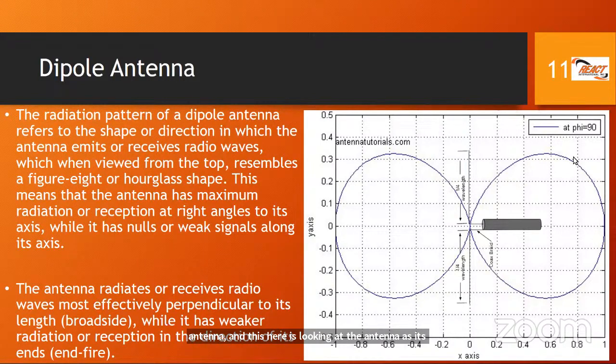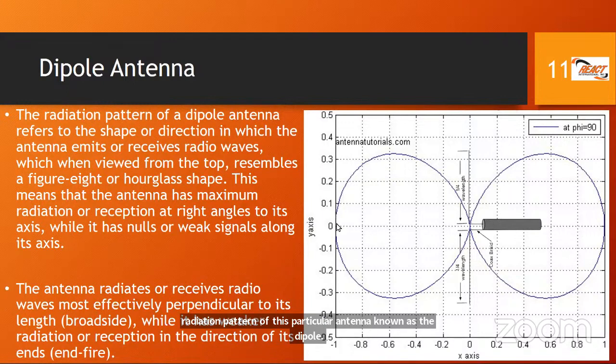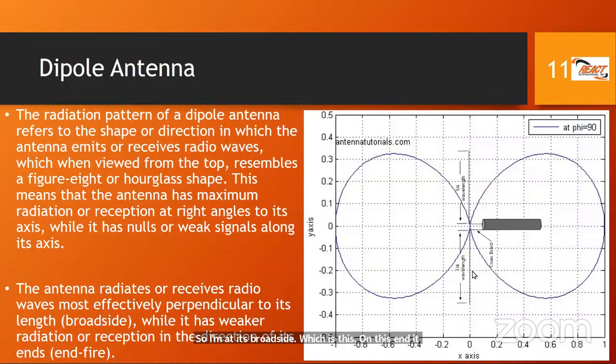So when we look at it this way, this is the pattern of the transmission, or the shape of the wave that is coming out of the antenna itself. Again, it's like a figure 8, or some people call it an hourglass shape, and this represents the maximum radiation pattern of this particular antenna, known as the dipole. At its broadside, it has maximum transmission, and towards the ends or the poles, it has very little or minimum signal going out. So these antennas do have a pattern when they transmit and also receive.